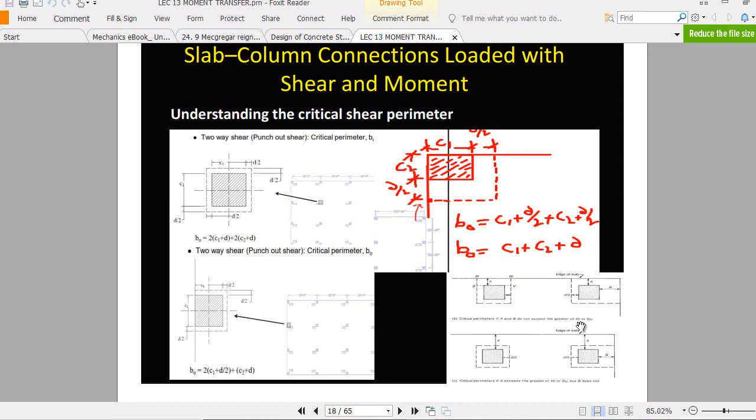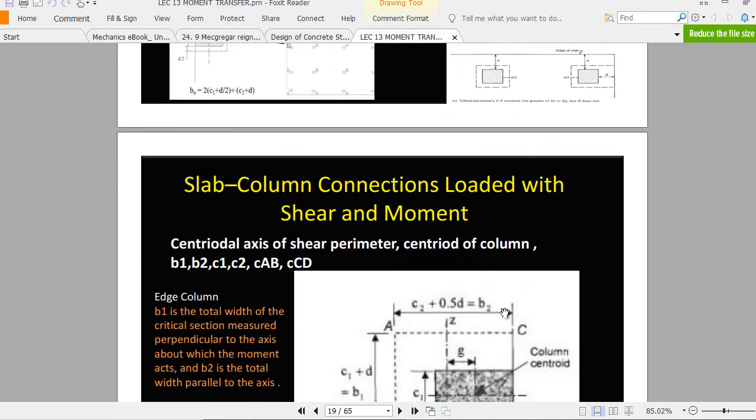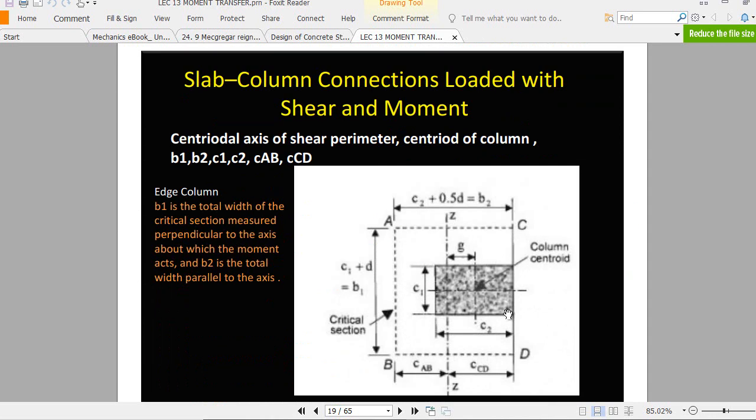This is very important, and I explained this in lecture number 11, right? Now the next thing is very important to understand: what is the centroidal axis of the shear parameter and the centroid of the column. What are B1, B2, C1, C2, and CAB and CCD. Okay, this is very important.